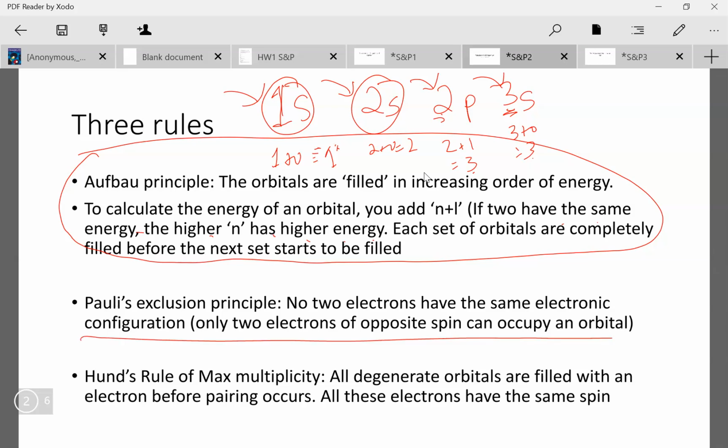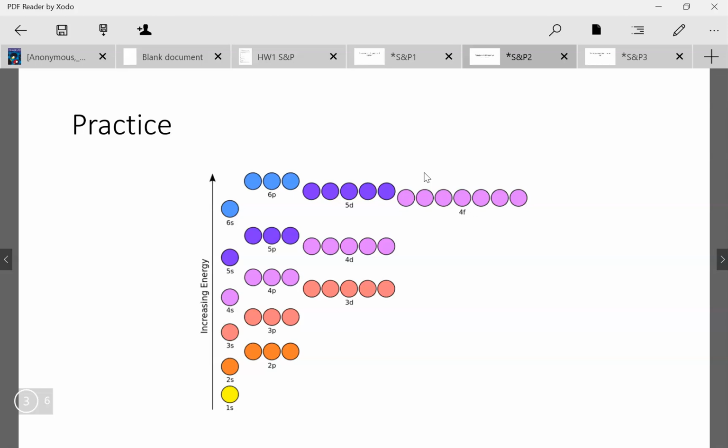Pauli's exclusion principle states that each orbital has 2 electrons, a maximum, and we talked about that, and both those electrons have to have opposite spin. So in each suborbital, like a 2p suborbital, there will be 1 electron with upspin, 1 electron with downspin. We'll get to Hund's rule in a bit, but basically let's just focus on Aufbau.